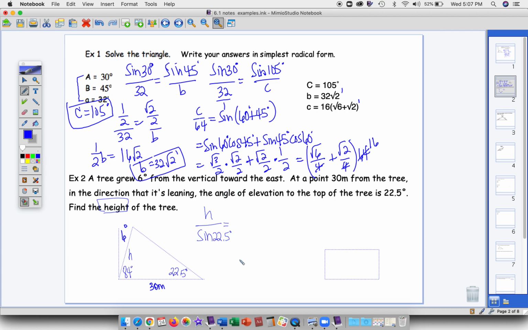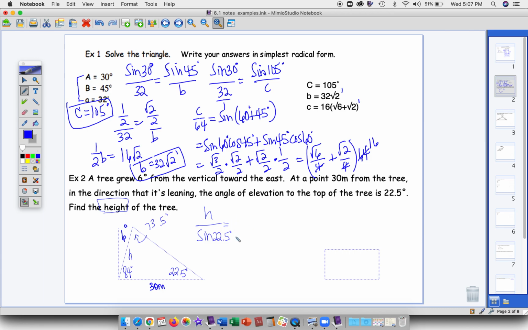Okay, now for my other ratio, I need an angle and I need a side opposite. And here, I've got this 84-degree angle, I don't know this side. I've got this side of 30 meters, but I don't have this angle. But, of course, I can get it. If we take 180, the sum of any triangle, and subtract the 84, subtract the 22.5, we end up with 73.5 degrees.